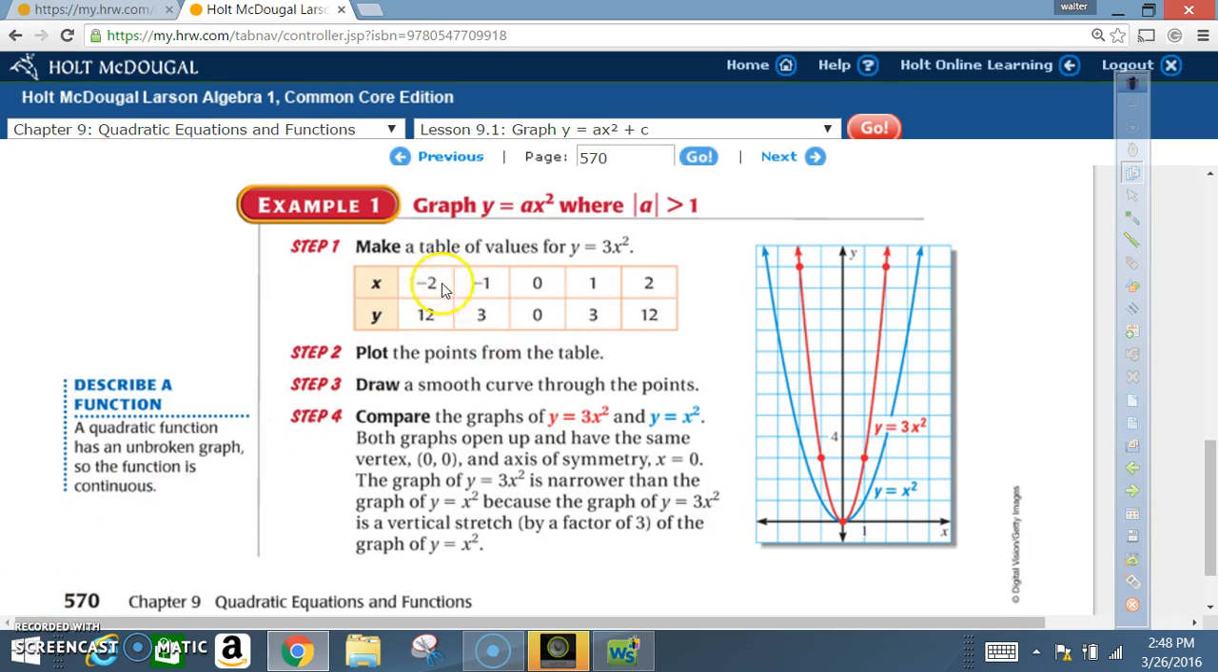All right, now also don't forget, when you plug in a negative 2, you're saying negative 2 squared. So a negative 2 times a negative 2 is a positive 4. Positive 4 times 3 is 12.